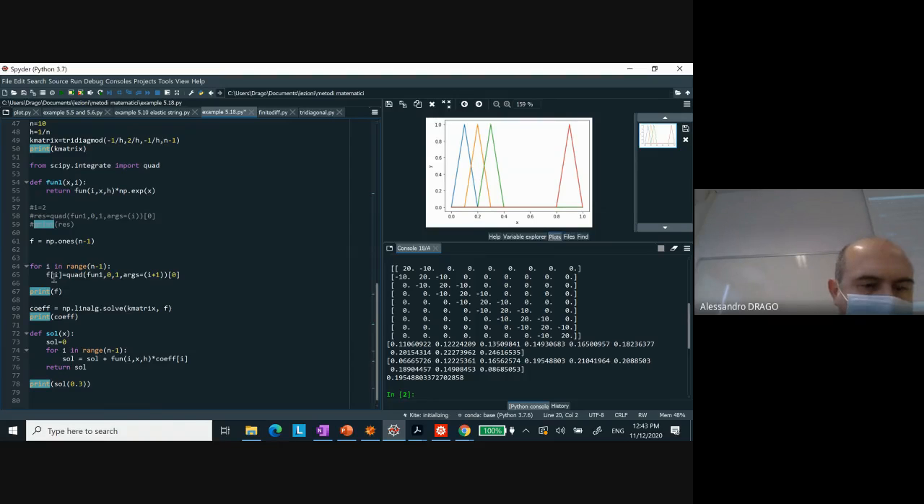So this Fi is what? It is the integral of fun1. Oh sorry, this I've not commented. Fun1 is defined here. Fun1 is the product of each of the elements of the basis multiplied by exponential of x, and this np.exp is just the exponential in NumPy. So this is the function that I want to integrate between 0 and 1. That is written here.